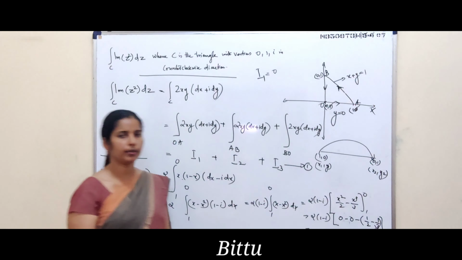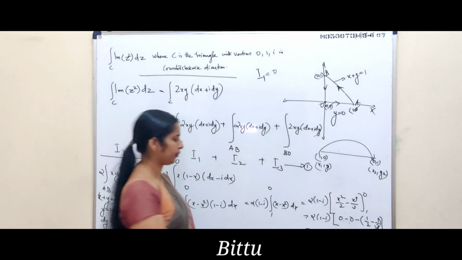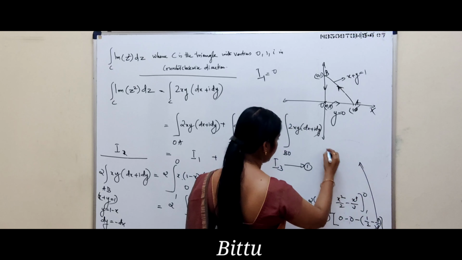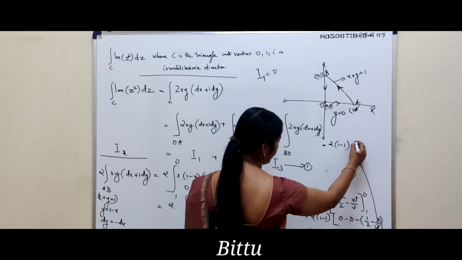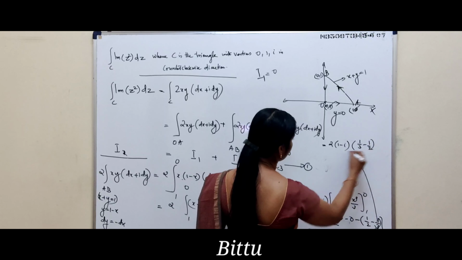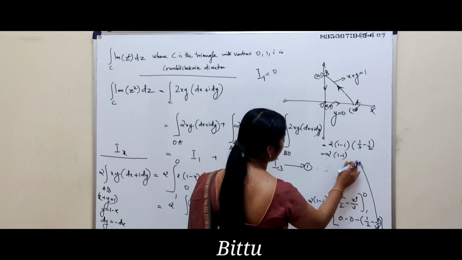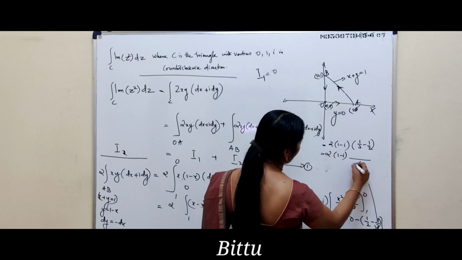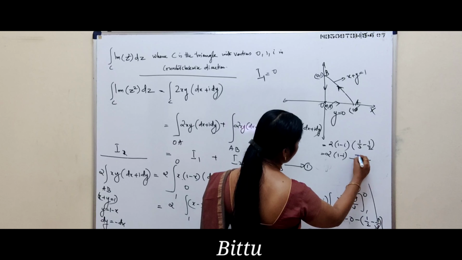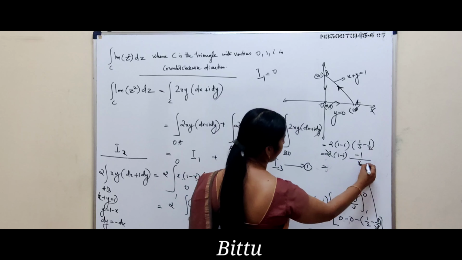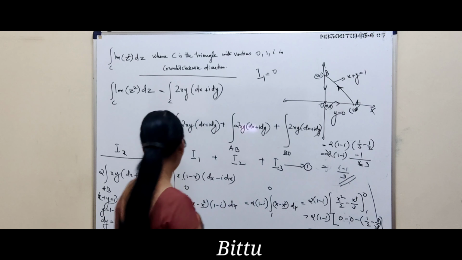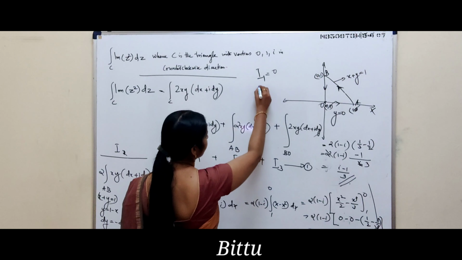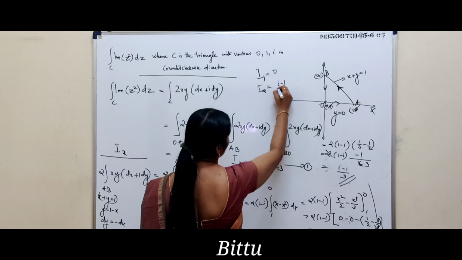You simplify this, and this is 2 into (1 minus i) into (1 by 3 minus 1 by 2). 2 into (1 minus i) into (LCM 6, that is 2 minus 3, which is minus 1 by 6). So we have I2 is (i minus 1) by 3.